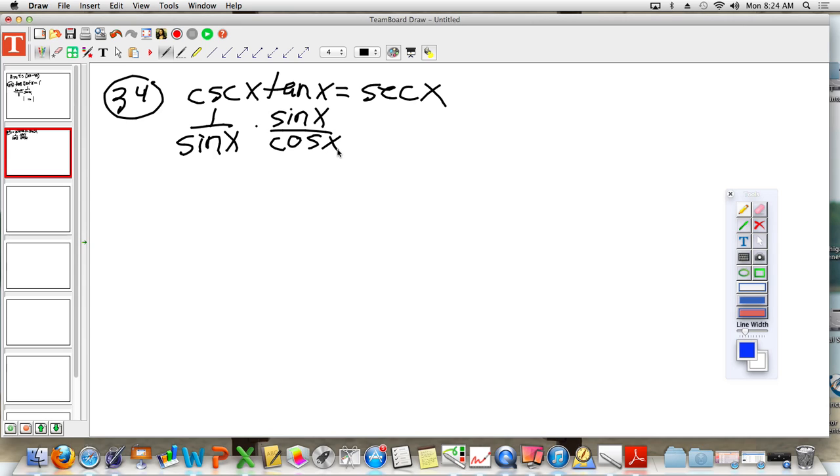So when you multiply these two fractions and you have a sine on the top and a sine on the bottom, what happens to your sines? They cross off. What's left? 1 over cosine. What is 1 over cosine? The reciprocal of secant. It's secant. That's exactly what I wanted.